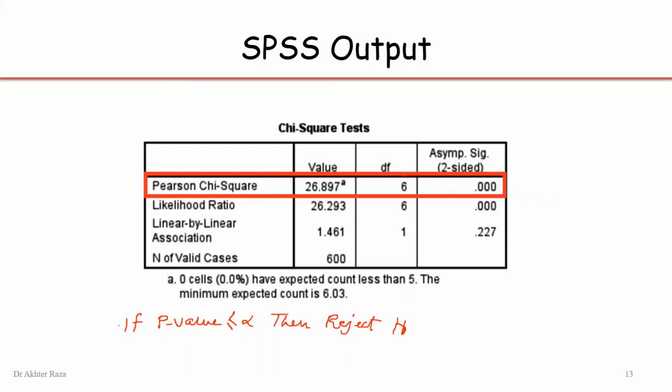The indicated zero cells refer to reference point A. In reference point A, zero cells have expected count less than 5, so it is fulfilling the assumptions. The minimum expected count is 6.03. We have an allowance of 20% of cells to have expected count less than 5, but it is very good: all of the expected counts are greater than 5.